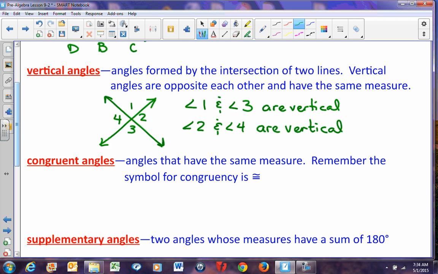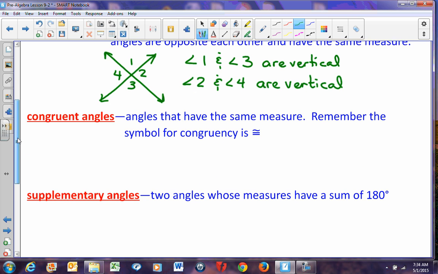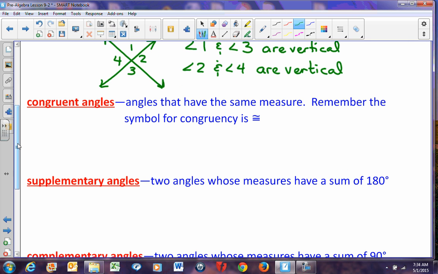As you can see, there's lots of vocabulary that you have to try to keep straight when you're working with geometric figures. Congruent angles are angles that have the same measure. We talked about congruency in previous lessons, and remember the symbol for congruency is an angle symbol with a squiggly line on top that looks like a sideways S.